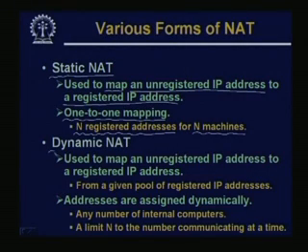One alternative is to go for dynamic network address translation, dynamic NAT. Dynamic NAT also maps an unregistered IP address to a registered IP address, but the difference from static NAT is that here you do not have any one-to-one mapping. Rather, here you are getting this registered IP address from a given pool of registered IP addresses.